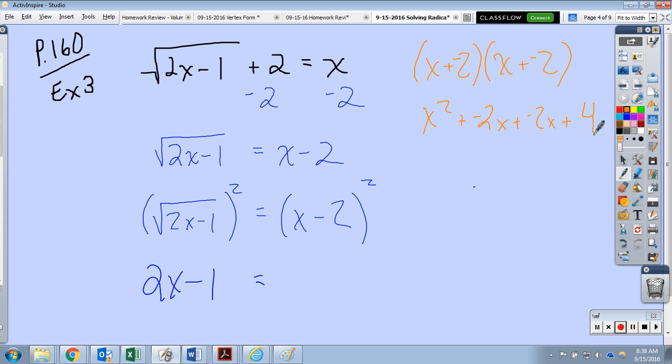And then simplifying this, what do we have? X squared, negative 4x, plus 4. You get negative 4x. Yeah, you could say x squared plus negative 4x, or you could say x squared minus 4x. They mean the same exact thing. You just write it as minus.